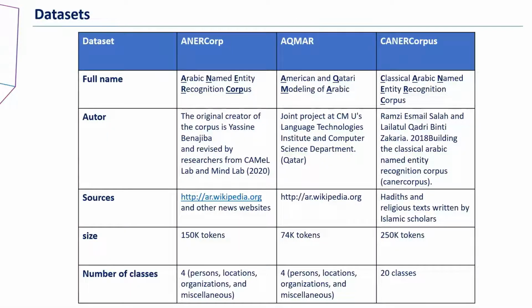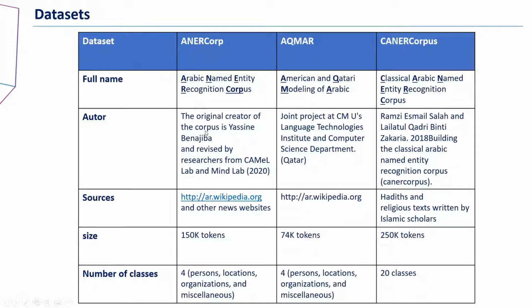In our experiment, we use three kinds of datasets. The very well-known public datasets, the ANERcorp and ACMAR. And also there is a new one from 2018 called the Classical Arabic Named Entity Recognition Corpus, which was used recently by a researcher in 2021. And we use those datasets to evaluate our model.